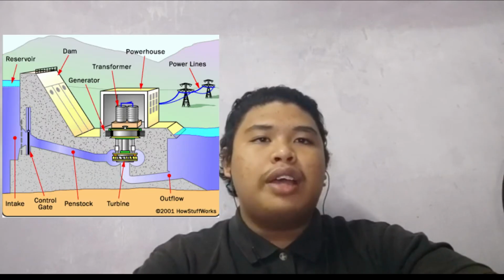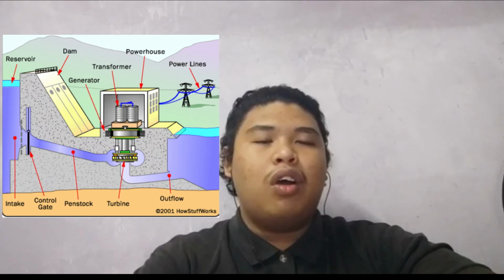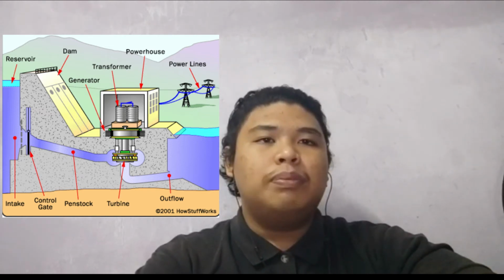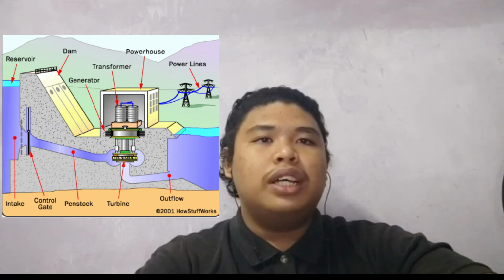In this video, I will tell you about the part of construction of hydropower plant. First, dam. Most hydropower plant rely on the dam that hold back water, creating a large reservoir. Second, intake. Gates on the dam open and gravity pulls the water through the penstock, a pipeline that lead to the turbine.